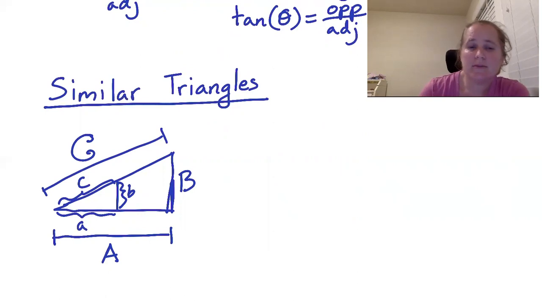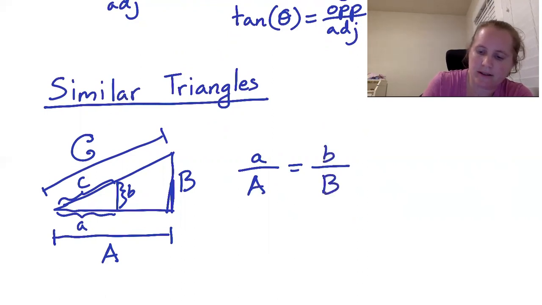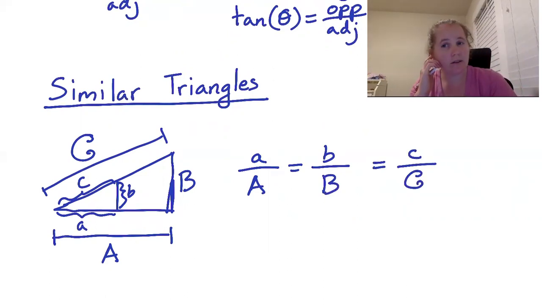So again, similar triangles, what we have is small is to large, as small is to large, as small is to large. So the lowercase a is to capital A, as lowercase b is to capital B, as lowercase c is to capital C. You usually won't need all 3 of these. Usually you'll most often use just the legs. So we'd use the first 2 parts of that equation.